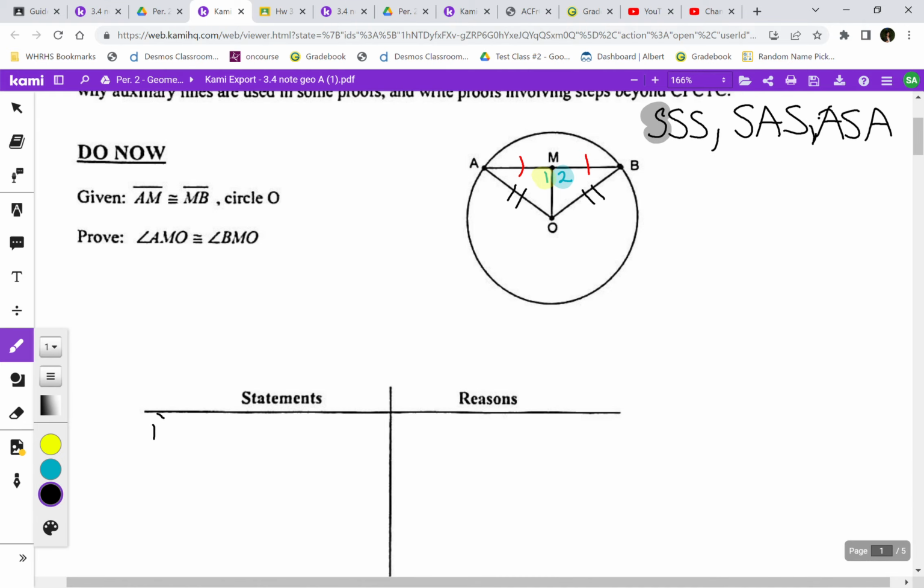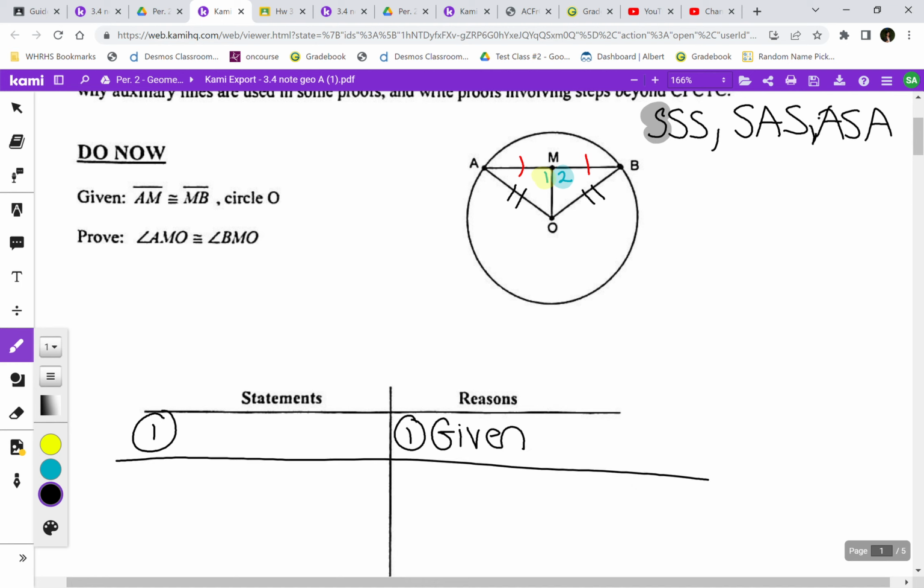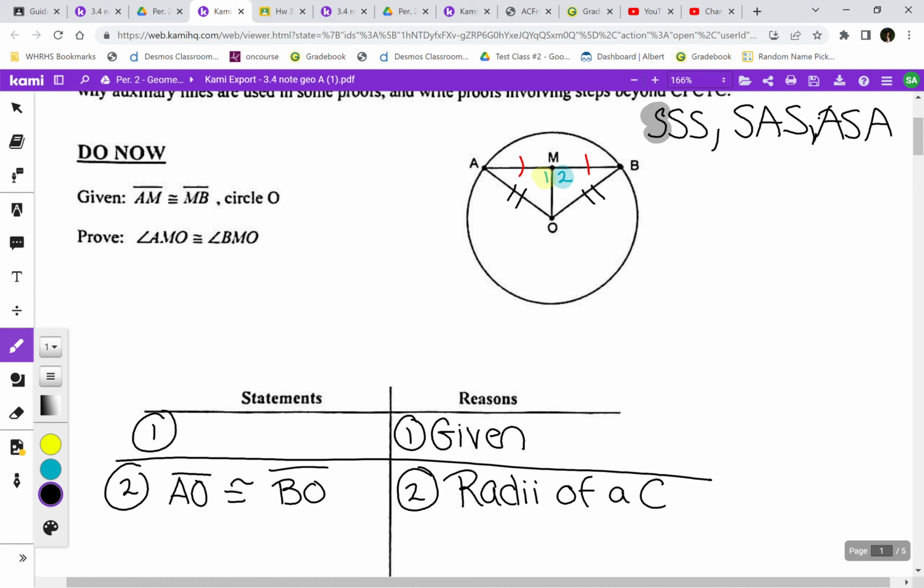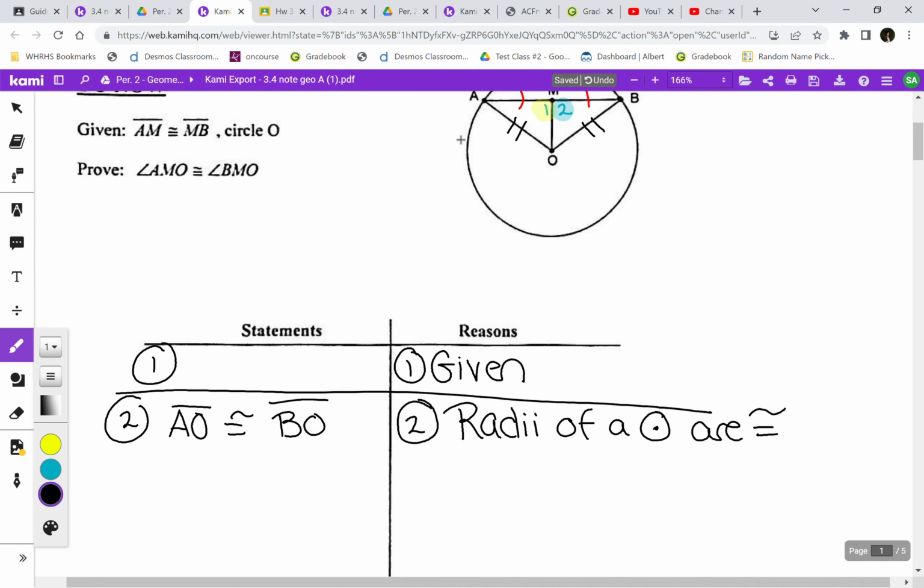So step number 1 is our given. It doesn't matter how you name the segments. Both are correct. So we're going to say AO is congruent to BO. Who knows the reason for this? Good. Radii of a circle are congruent. Is there a shorter way to say that? I mean, that's pretty short. It is short. No, we're good there.